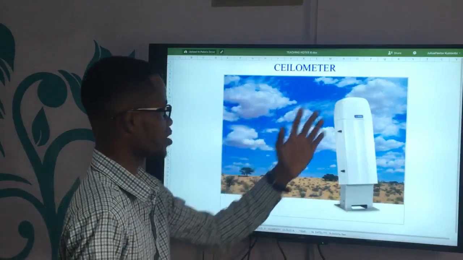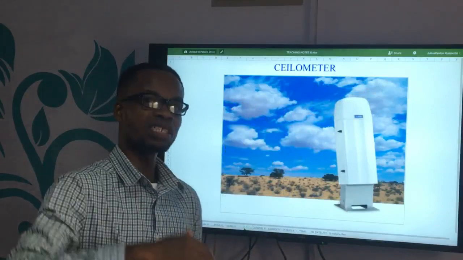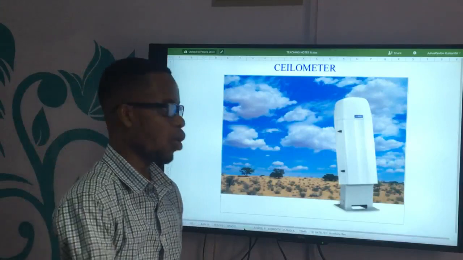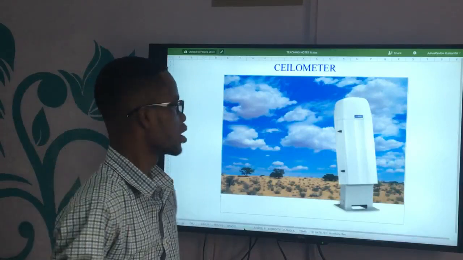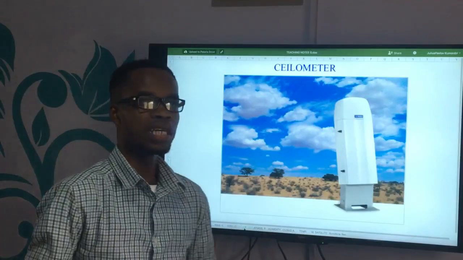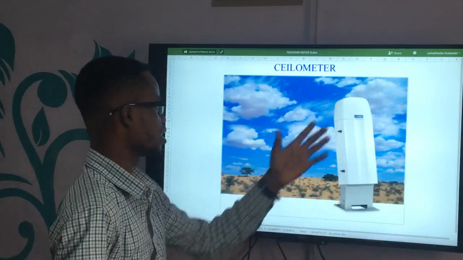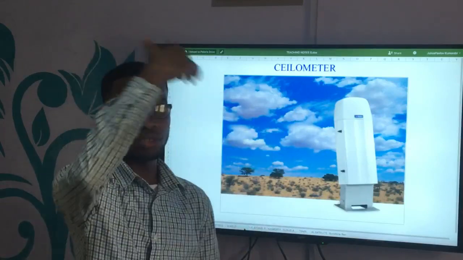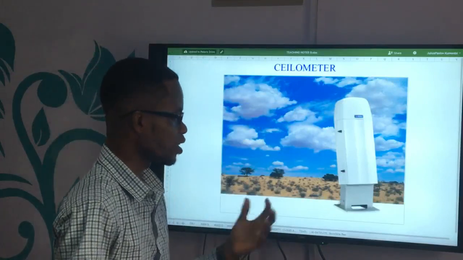So we have these light clouds, white ones in the sky. Now, to tell how high they are above us, or above the surface of the earth, we should be able to get an instrument to do that for us. And this instrument is known as a ceilometer. So as in ceiling, the word ceiling. So you have the ceilometer doing that for us.